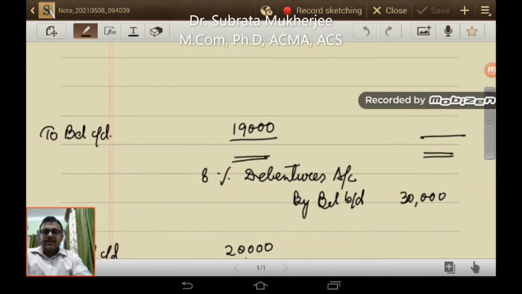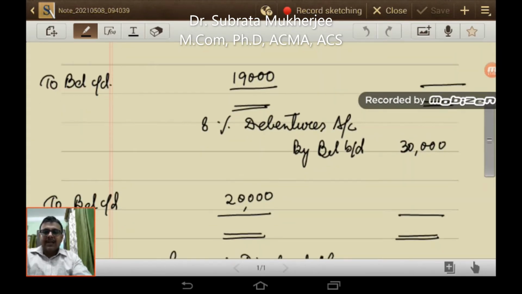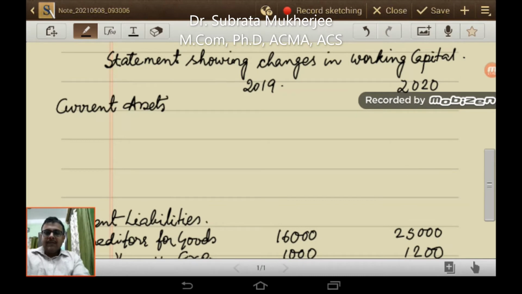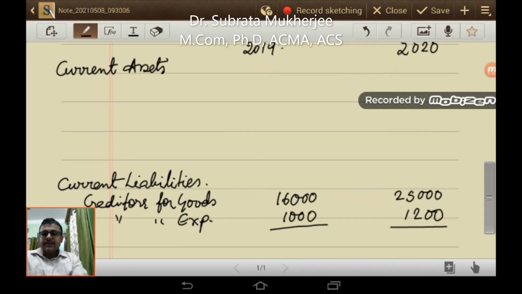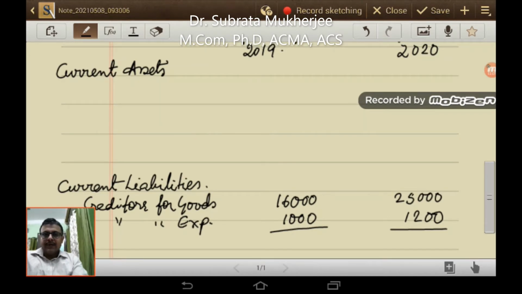The next item is 8% debenture. The opening balance is 30,000 and the closing balance is 20,000. After debenture, you have current liabilities. The current liability items I have posted in the statement showing the changes in working capital. Here I have written creditors for goods 16,000 and 25,000, the opening and the closing balance, and the creditors for expenses is 1,000 and 1,200.